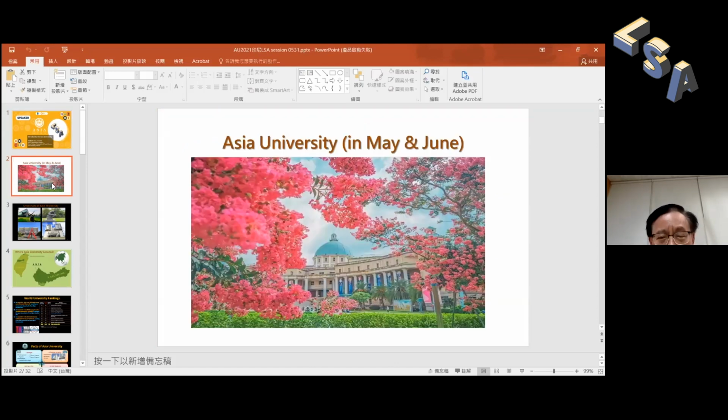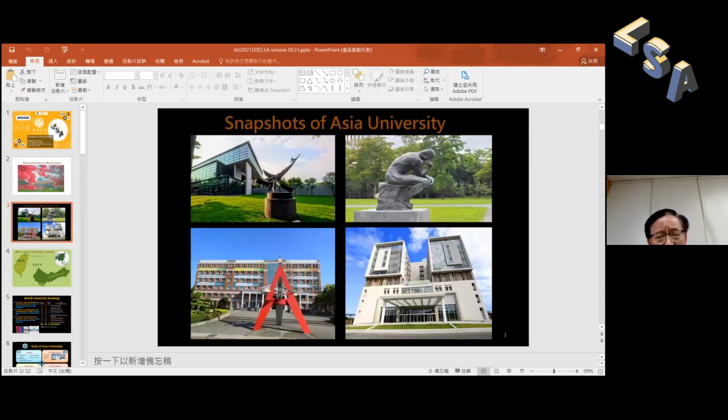This is my university, Asia University. Usually, if you come to Asia University in May or June, this is how the university looks. It's very much like a European university. I just offer you some snapshots of the university corners. Here is our museum. It's unique for a university to have a famous museum. It was built by a famous Japanese architect. And this is the so-called Statue of Rodin.